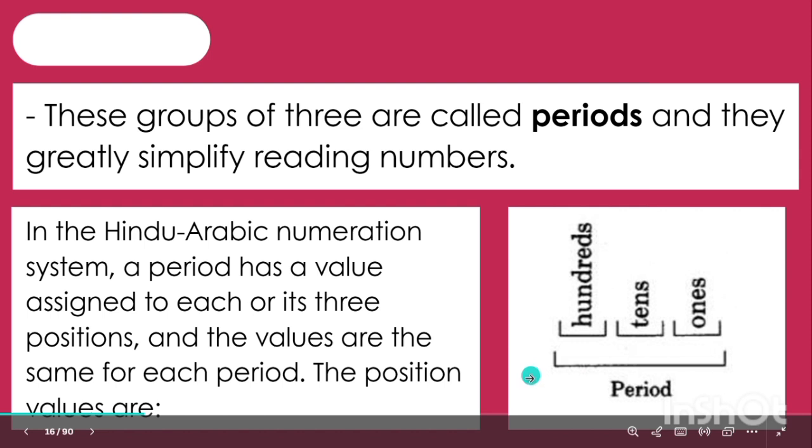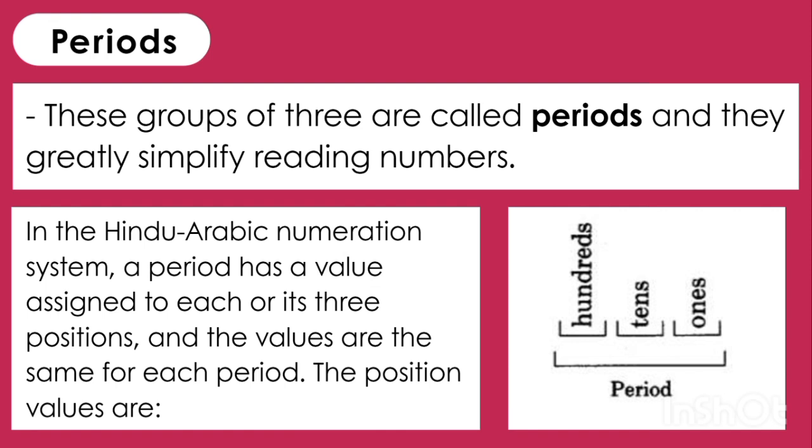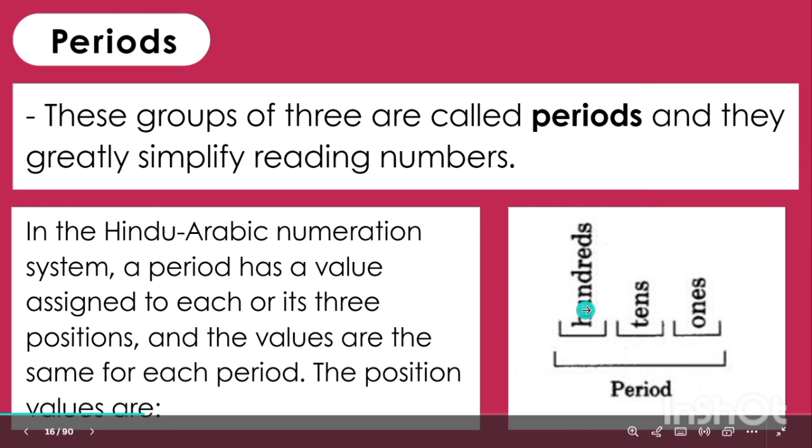Next is thousands. Those groups of three are called periods. In the Hindu-Arabic numeration system, a period has a value assigned to each of its three positions, and the values are the same for each period. The position values are ones, tens, hundreds. That represents a period, and each period represents a number.